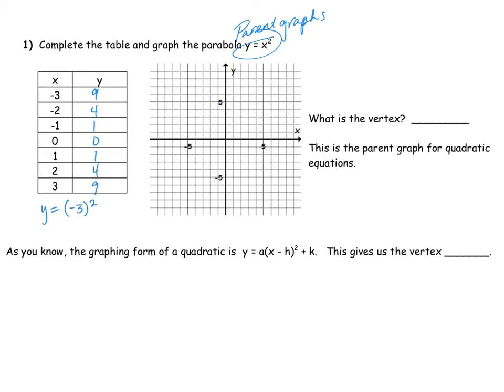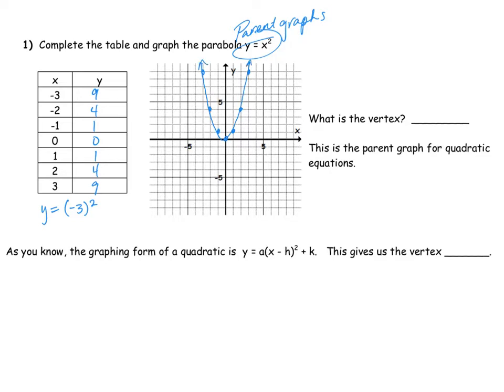So when I graph this, I graph starting at 0, 0, -3, up 9, and make my point. -3, up 9. Next one, -2, up 4. -1, up 1. 0, 0, 1, 1. 2, 4, and 3, 9. And that's our parabola.